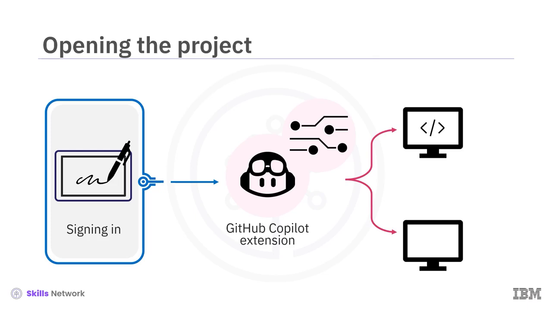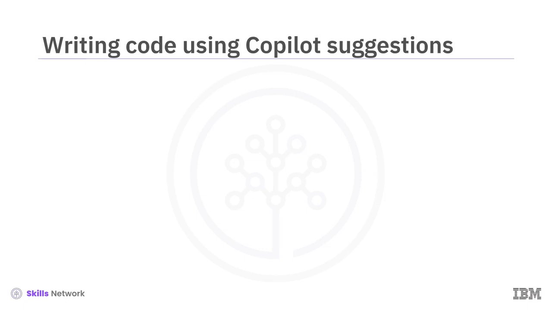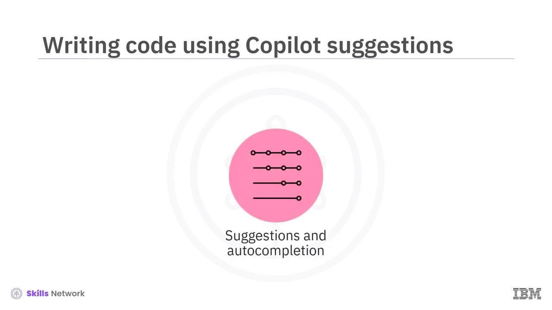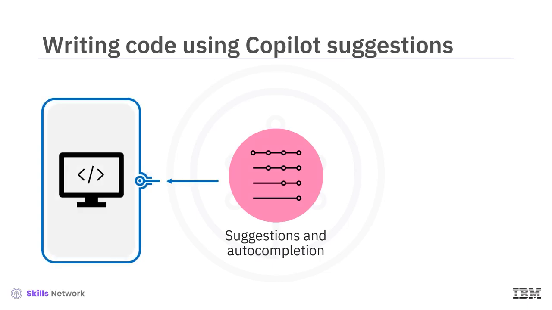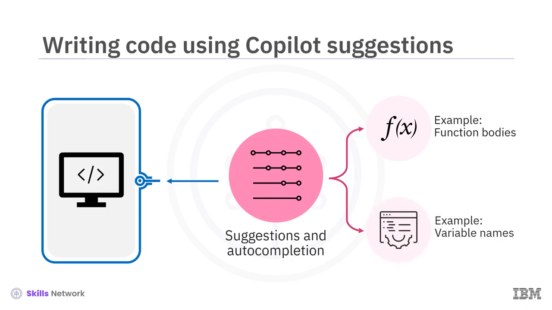GitHub Copilot will work within the context of the programming language and framework you are using. You will begin writing code as you normally would. GitHub Copilot will start to provide suggestions and autocompletion based on the context of your code. For example, when you start writing a function in your code, GitHub Copilot generates function bodies. Another example is where GitHub Copilot offers autocompletion suggestions for variable names when you begin declaring a new variable. To accept a suggestion, you can use the Tab key or select the suggestion.